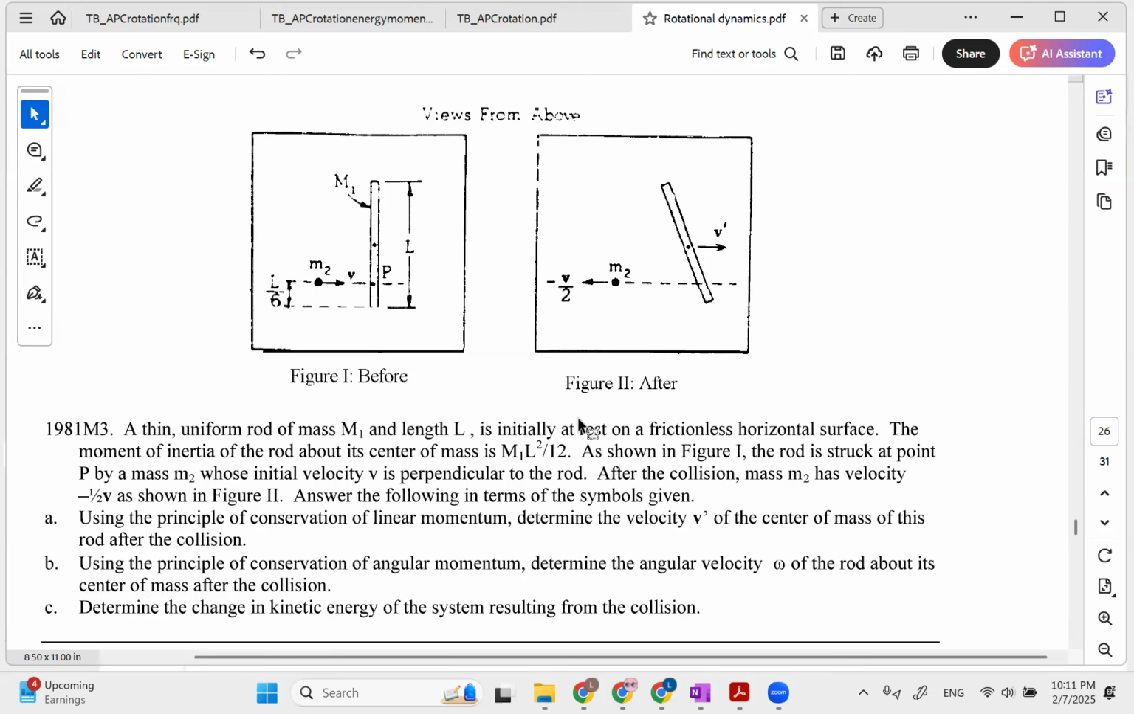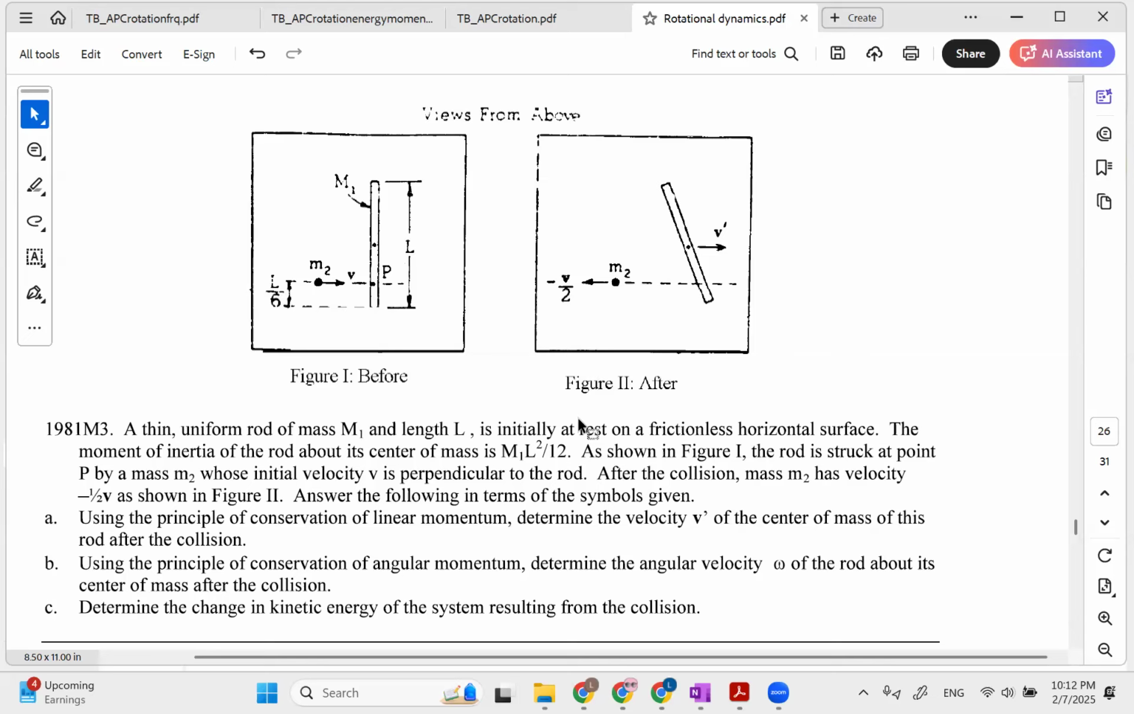Rohan, you can read the question. A thin, uniform rod of mass M1 and length L is initially at rest on a frictionless horizontal surface. The moment of inertia of the rod about its center of mass is M1 L squared over 12. As shown in figure 1, the rod is struck at point P by a mass M2 whose initial velocity v is perpendicular to the rod. After the collision, mass M2 has velocity negative v over 2, as shown in figure 2. Answer the following in terms of the symbols given.